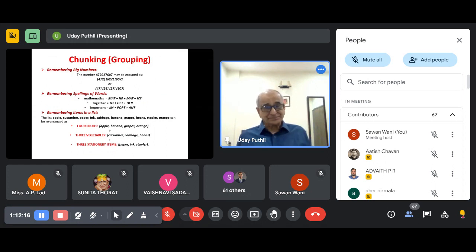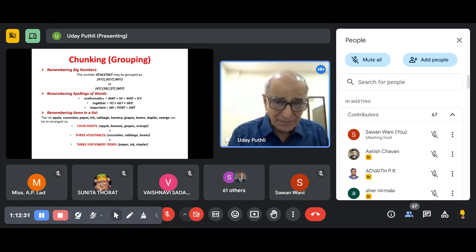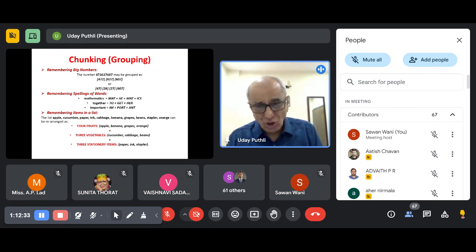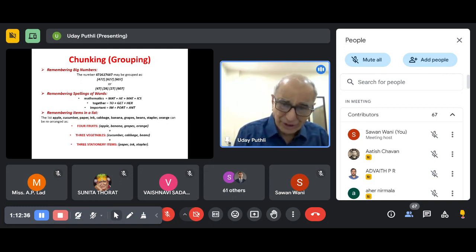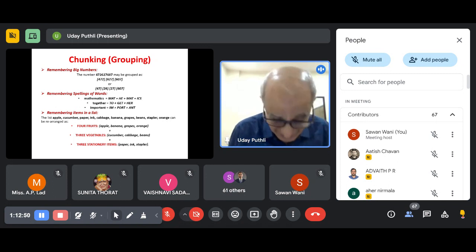What is chunking? It's also called grouping. And we do this often, especially the first one. I don't like remembering telephone numbers and people's car numbers because those numbers which I use often are already in my phone. I don't need to memorize them and block all my brain cells with them, because other information cannot go in. It's like a computer. If you already put in information, it starts using up space. Your brain starts using up space.